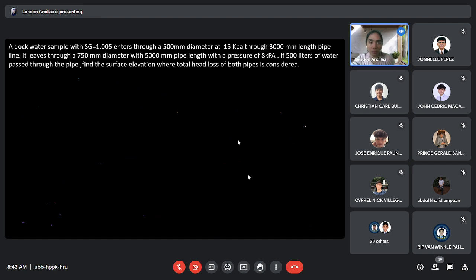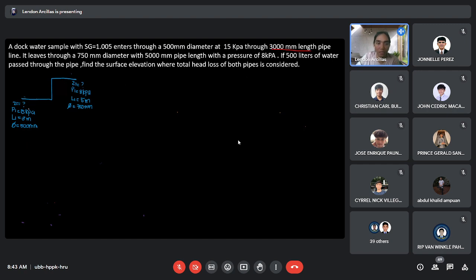Okay, itong problem na 'to is an example of all the lessons that we discussed. So, kino-combine lang siya. Okay, so a duct of water sample. So, merong duct of water which is SG 1.005 enters through a 500 millimeter diameter, and then meron din siyang, ito yung kanyang diagram. So, ang length ng first pipe is 3 meters or 3,000 millimeters ng length.